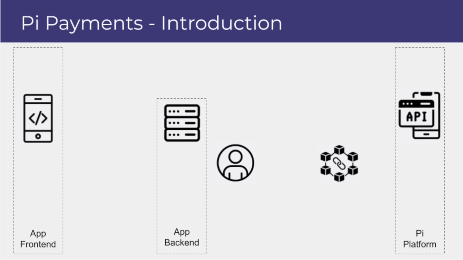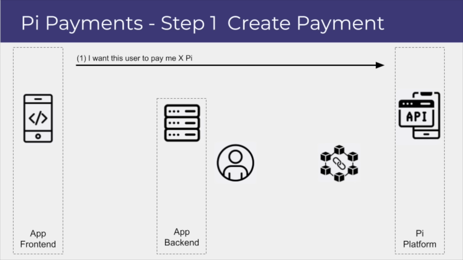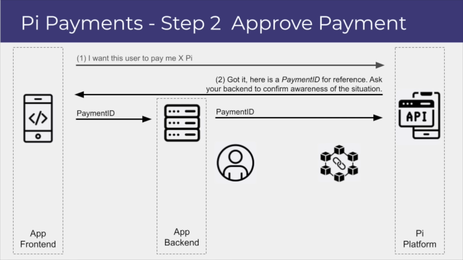So all of our involved parties are shown here again in a fancy, more organized way. And step 1 is creating a payment, and that is done from the app's front end by the app front end calling a local method that doesn't even need to involve the backend to let the Pi platform know that this user needs to pay X Pi for something that they are trying to buy. So next step is the Pi platform responds saying, yep, I'm aware of what's going on. Here's a payment ID, and that payment ID will be the reference to this payment for the rest of the entire process.